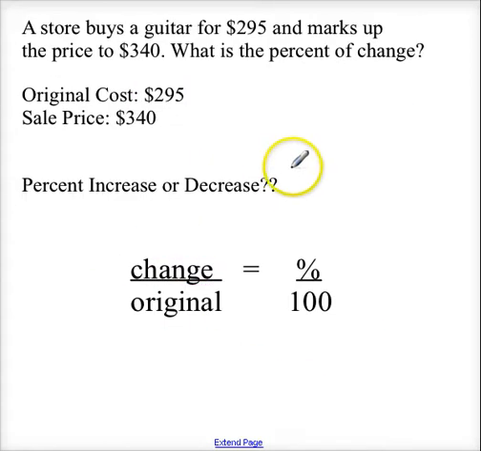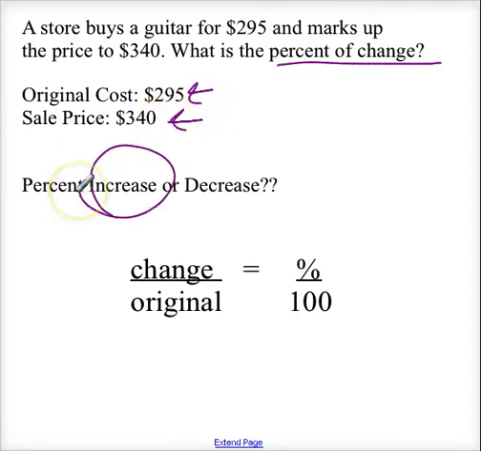Let's try another one. A store buys a guitar for $295, and they mark up the price to $340. What is the percent of change? All right, so this is what the store bought the guitar for. This is how much they're selling it for. Since it increased, that is a percent increase. So how much did it increase? We're trying to find the percent. I need to find the difference from the original to the new.